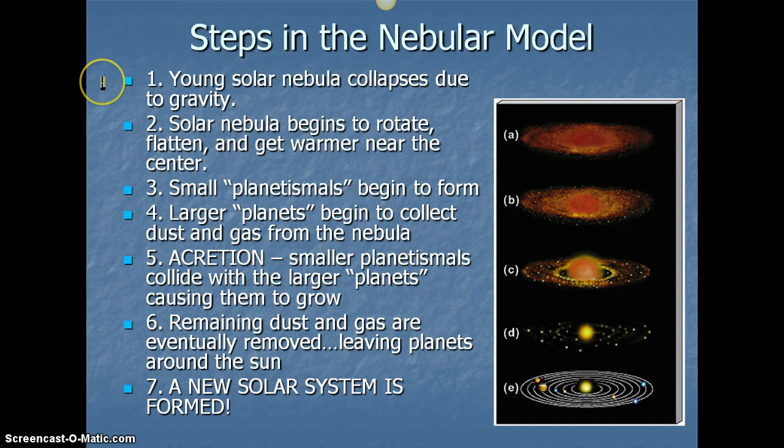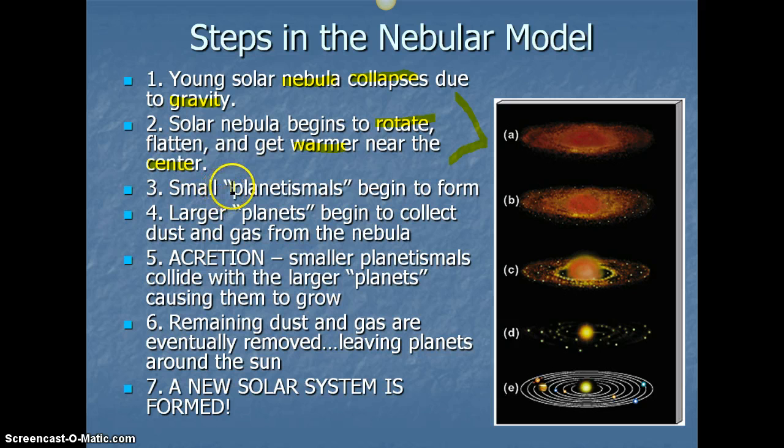So our steps in the nebular model, you don't really need to write all of these things down. I give you a couple things that you can put in. Basically, we have a nebula that collapses due to gravity. All this dust and gas is attracted to each other based on gravity, and eventually it just collapses in on itself. This begins to rotate because of the energy in each of the particles, and it gets warmer near the center. Step 1 and 2 are kind of there for you.